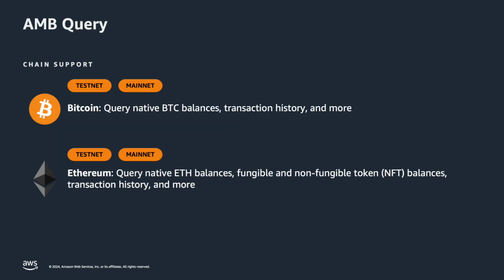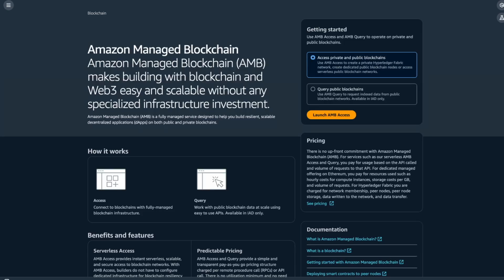AMB Query currently has support for both Bitcoin and Ethereum. It allows you to query native balances, transaction history, and more. I will now go over a quick demo of AMB Query to showcase its capabilities for quickly and easily retrieving blockchain data. I am doing this in the console, but you can also utilize AMB Query through various AWS SDKs.